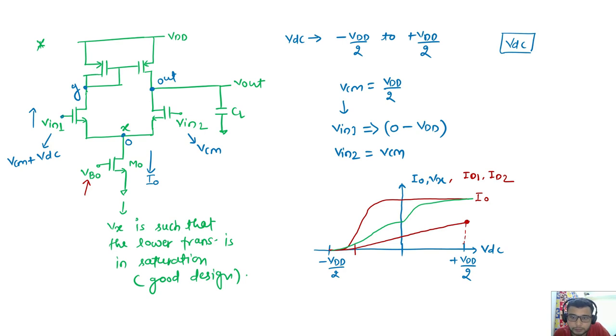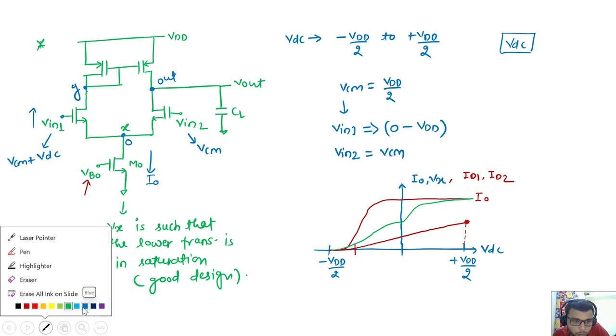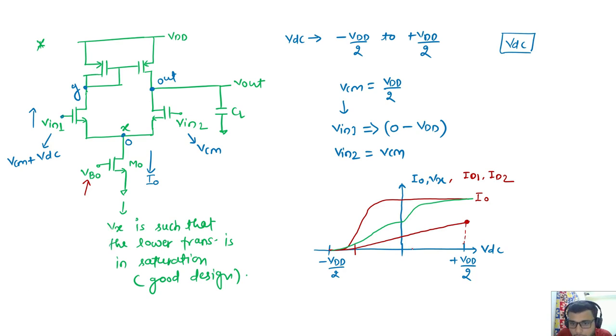And what about ID2, which is also increasing? ID2 is also increasing somewhere here, and after that it is coming to this. Okay, so something is happening like this. Near this 0 of the VDC, here we will see V in 1 equal to V in 2, equal to common mode.